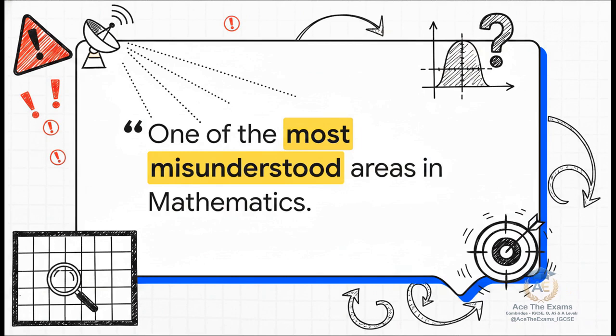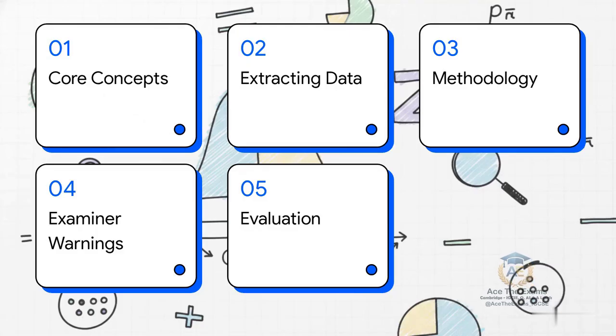I'm going to show you exactly what these examiners are scanning for when they look at your paper. So here is our mission flight plan for today. First, pre-flight core concepts to fire up our foundational engines. Second, telemetry for extracting your data. Third, mapping our trajectory with technical methodology. Fourth, evading turbulence by looking at examiner warnings. And fifth, our touchdown sequence, the evaluation.